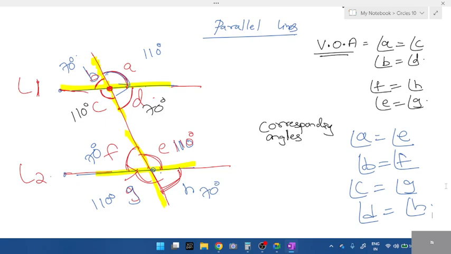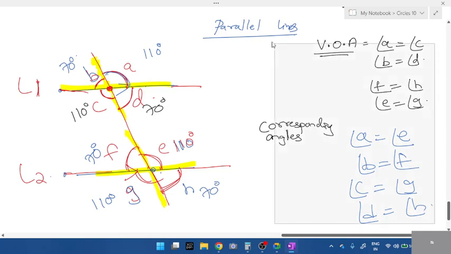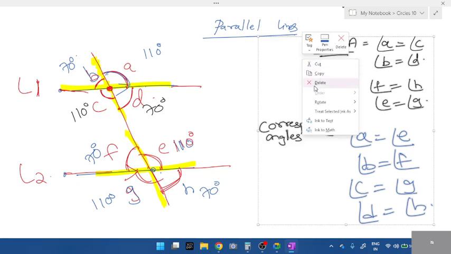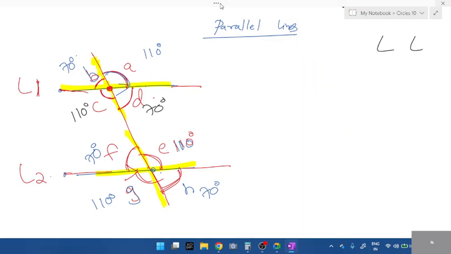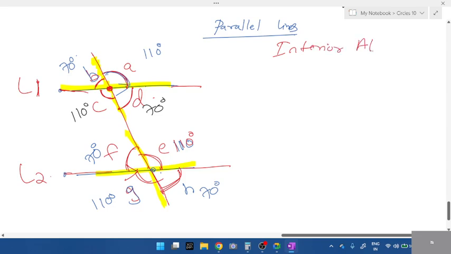All of you completed? Vertically opposite, corresponding done. Next, interior alternate. Can you tell me what is interior alternate, students? What do you mean by interior? What's the meaning of interior? What's the basic meaning? Inside. Inside meaning what are we talking about?